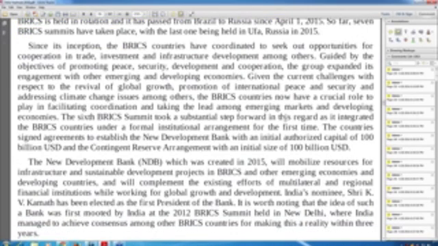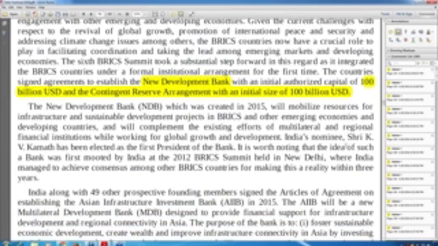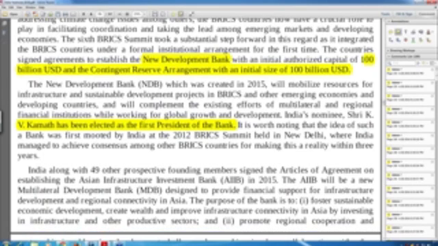So in the third, can you see the New Development Bank with the initial capital of 100 billion USD and the Contingent Reserve Arrangement with an initial size of 100 billion USD is being kept. KV Kamath, India's nominee, is actually elected as the first president and it will be established in China. The bank will come up in China.